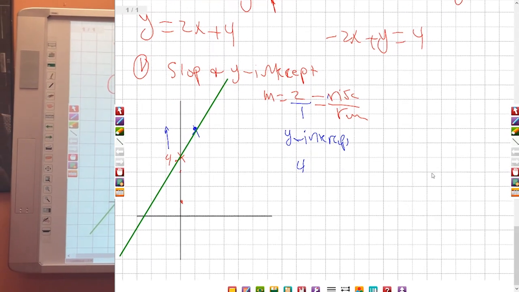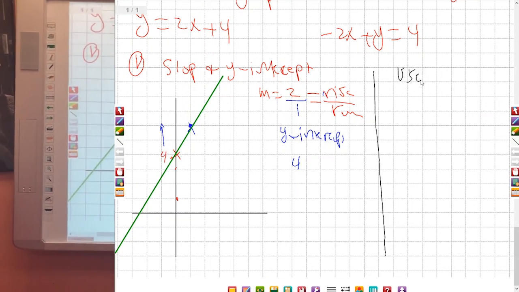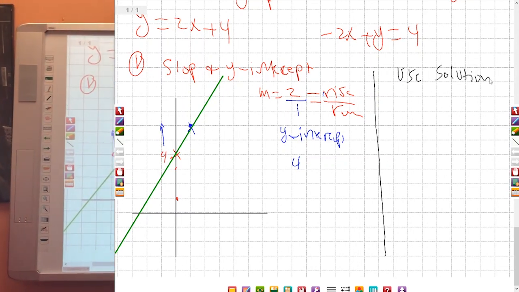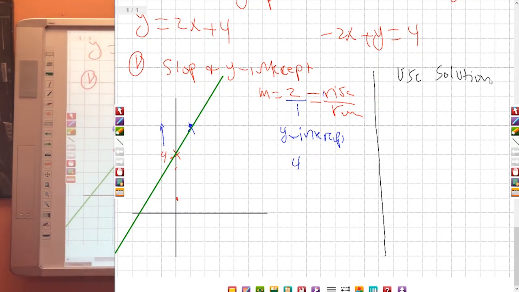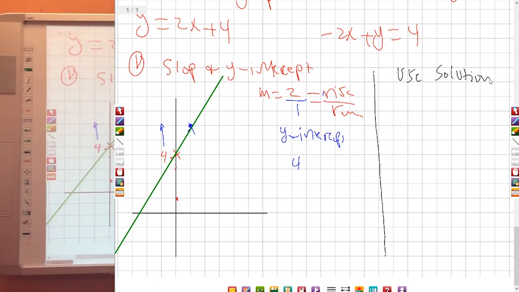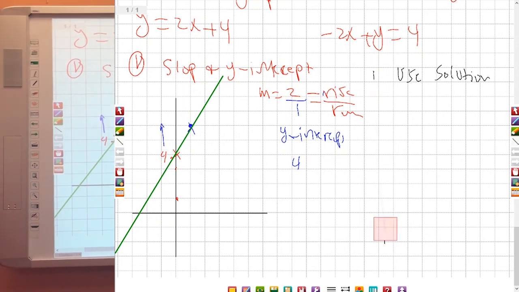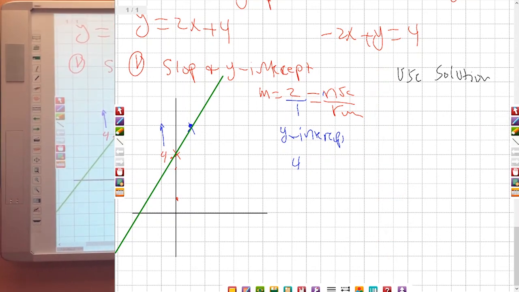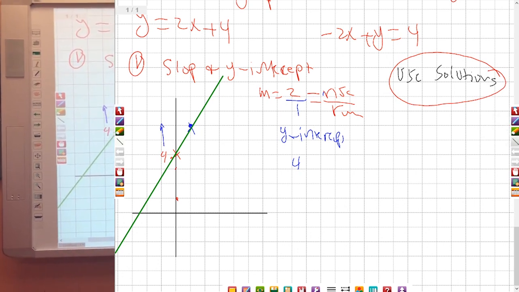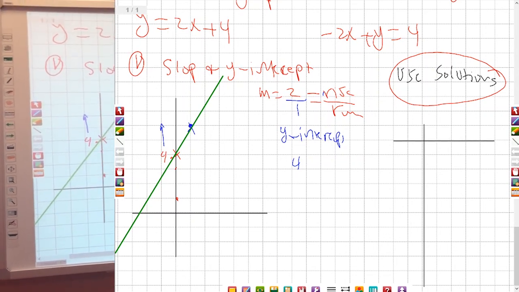The second way is use solutions. Use what? Solutions. You can find infinite solutions for a linear equation. If the teacher asks you how many solutions you can find, infinite solutions. All you have to do is make a small table. Use solutions. How many solutions can you find? Infinite solutions.